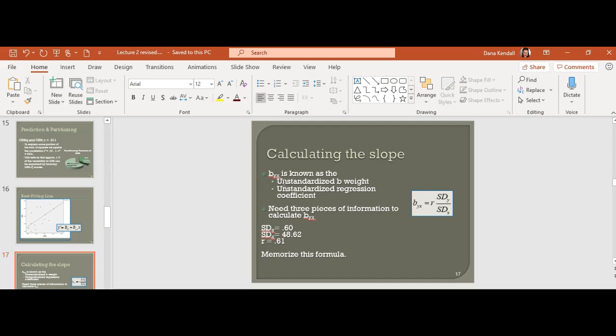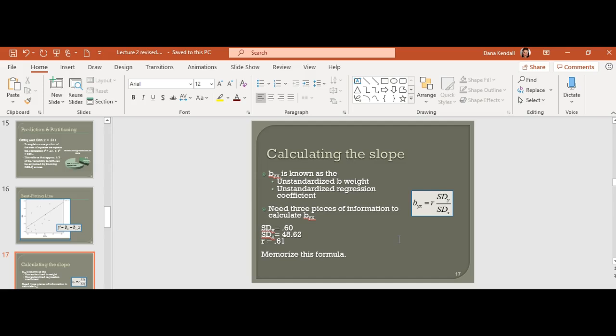So we need three pieces of information to calculate an unstandardized slope. And the formula is right here. We need the correlation between the two variables, that lowercase r, and then the standard deviation of x and y. I want you to memorize this formula, understand what's going on here, and then let's demystify this process.